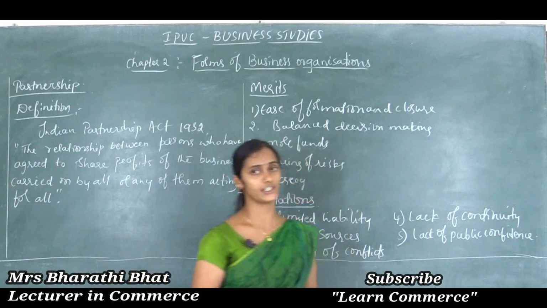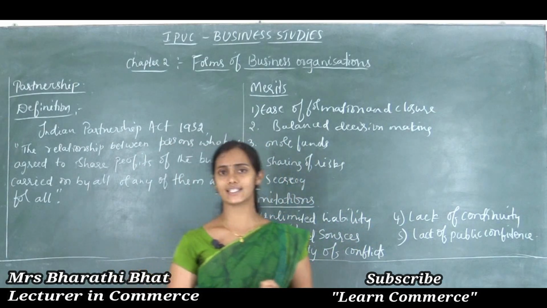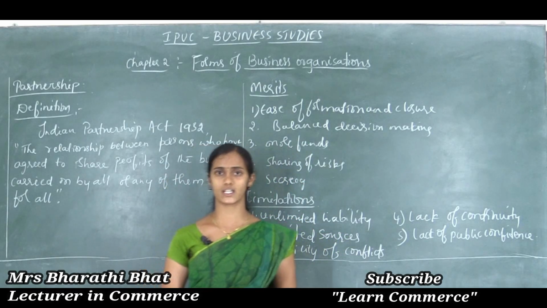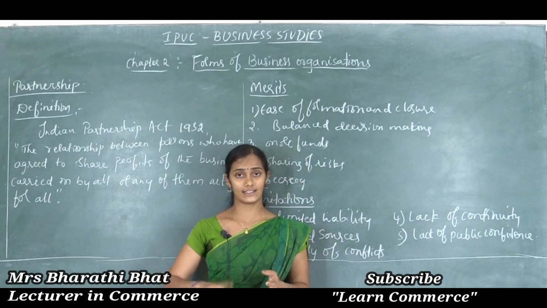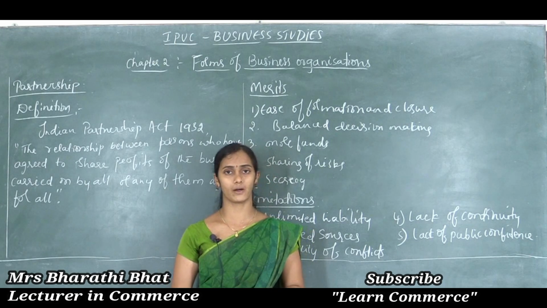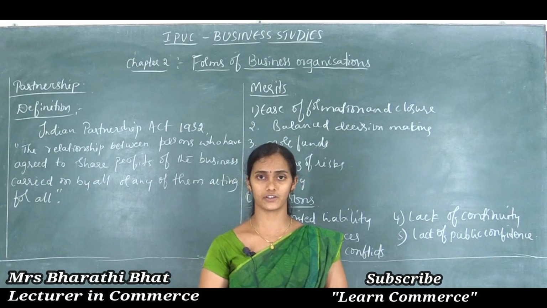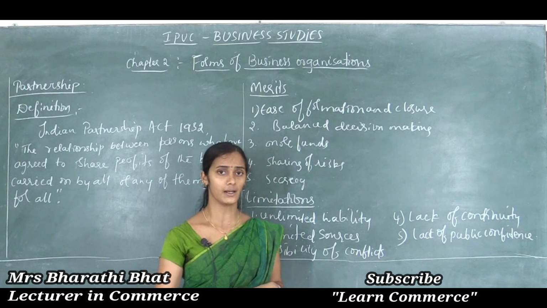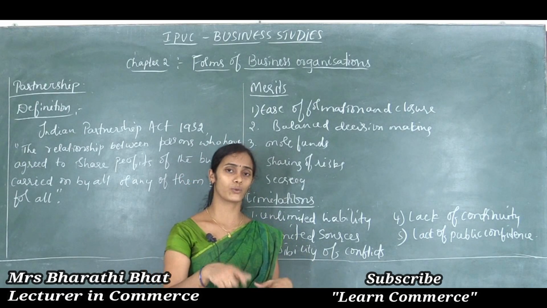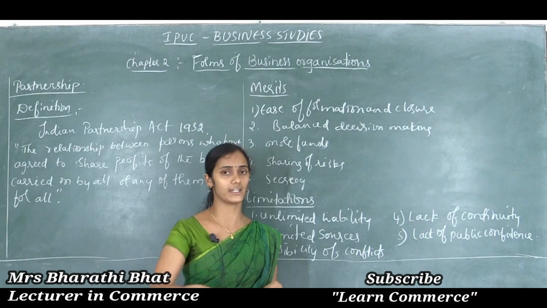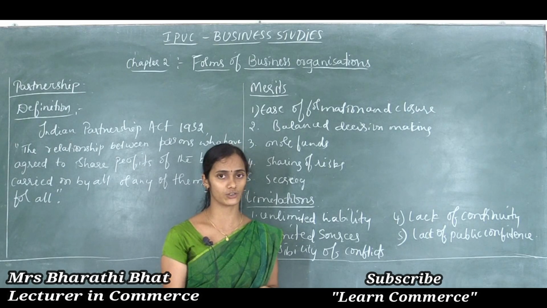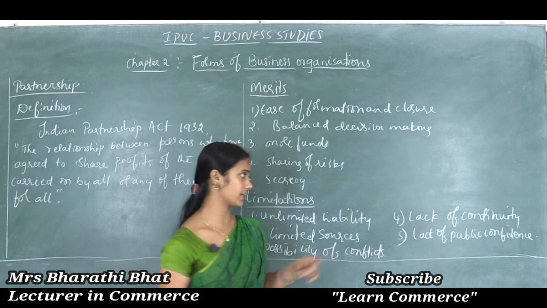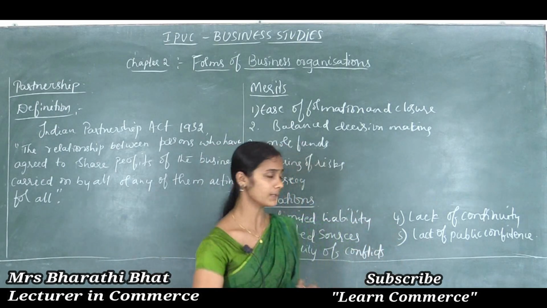And the lack of continuity. I told you that insanity or death of a partner, retirement of a partner, or insolvency of a partner results in dissolution of the firm and directly affects the continuity of the business. Like sole proprietorship, it cannot continue further, but it can continue with a new agreement. If the remaining partners so desire, they can continue the organization with the new agreement. But lack of continuity is one of the drawbacks.